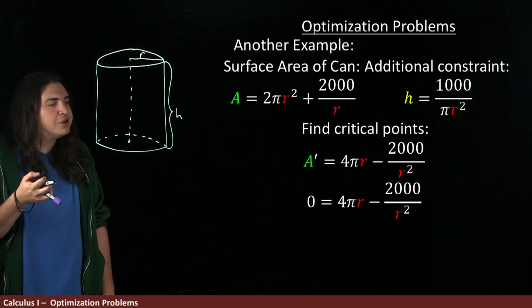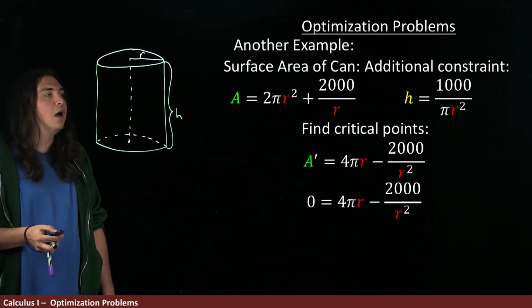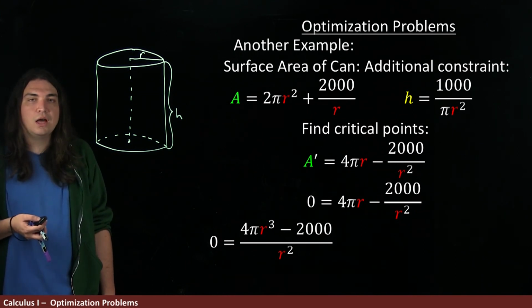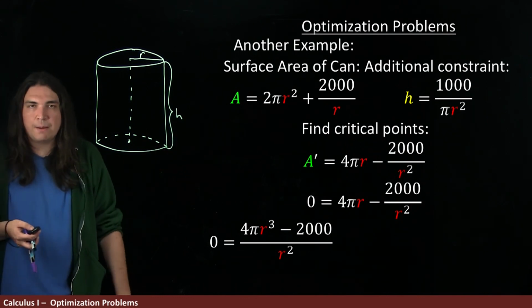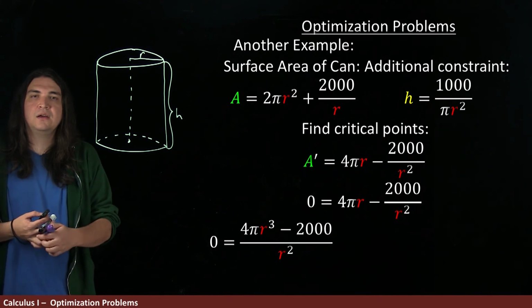Now, there's a lot of ways to go about doing this, but I'm going to go about the safest way. I'm going to turn this into one fraction. So I'm going to take the 4 pi r term and multiply top and bottom by r squared, so I have a common denominator, and I'm going to combine the two terms.